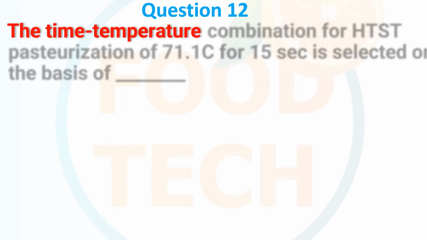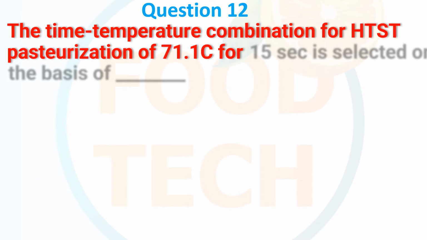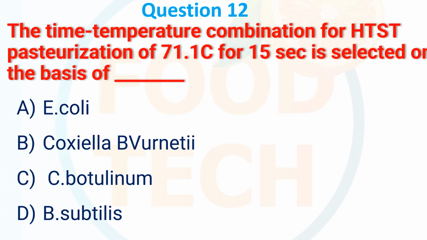The time temperature combination for HTST pasteurization of 71.1 Celsius for 15 seconds is selected on the basis of dash. A. Coliform, B. Coxiella burnetii, C. C. botulinum, D. B. subtilis. The answer is B. Coxiella burnetii.